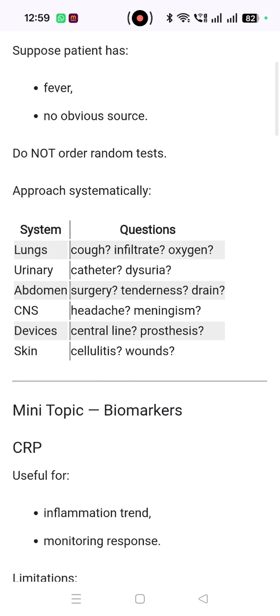Surgery, tenderness, drain, then go for abdomen. If there is any headache, meningism, then go for CNS, that is, you have to send the CSF sample. If any central line, prosthesis, or any devices are there, then you should send a sample from that. Cellulitis or wound, then you should check the skin.